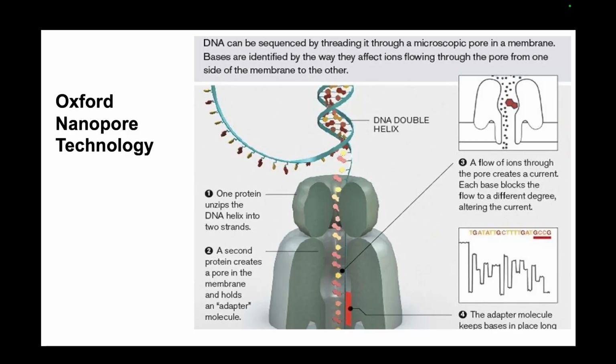There are other technologies as well. I also did not discuss HiFi reads. You can probably look that up. It's also interesting. But these were the different types of technologies, starting from Sanger, then Illumina, then SMRT, then Ion Torrent, then ONT. So these are the different types of technologies that have been used across the years to sequence DNA.